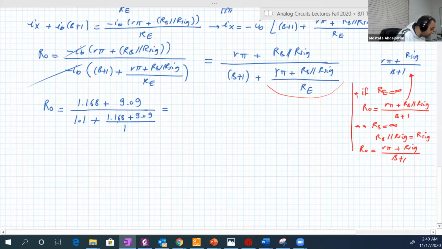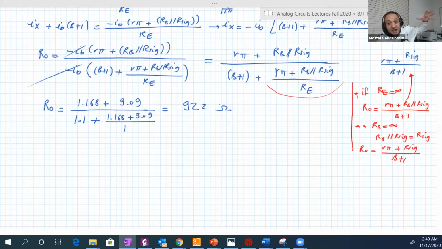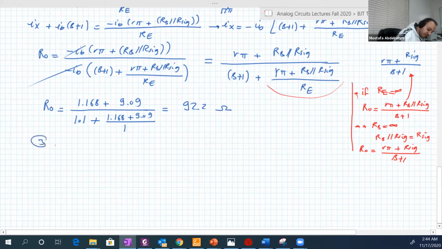So if you did the math here, the output resistance will be 92.2 ohms, not kilo ohms, 92.2 ohms, which is very small. The R input was around 33 or 34 kilo ohms, and here RO is in ohms, 92 ohms, very small. Okay. Finally, AV, number 3.